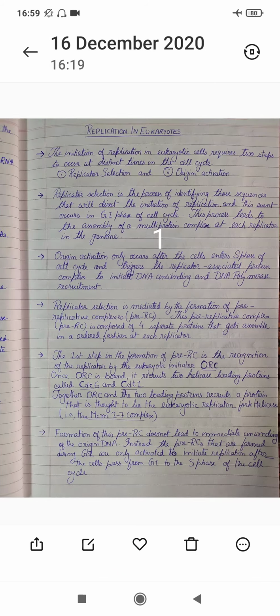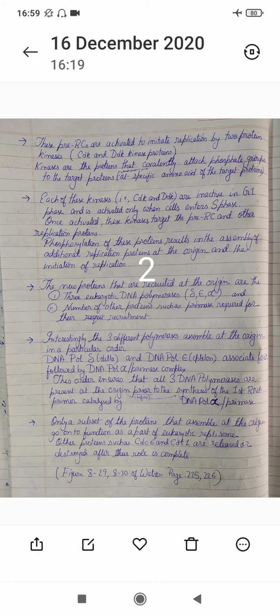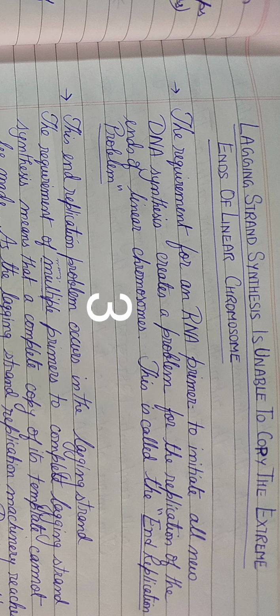Let us move forward now. This was about the starting of the initiation and how it elongates. There is not much detail about the elongation; the elongation is pretty straightforward. The leading strand will have continuous DNA synthesis, whereas the lagging strand will have discontinuous DNA synthesis. The problem that occurs is at the end of replication. What problem? Let us see.